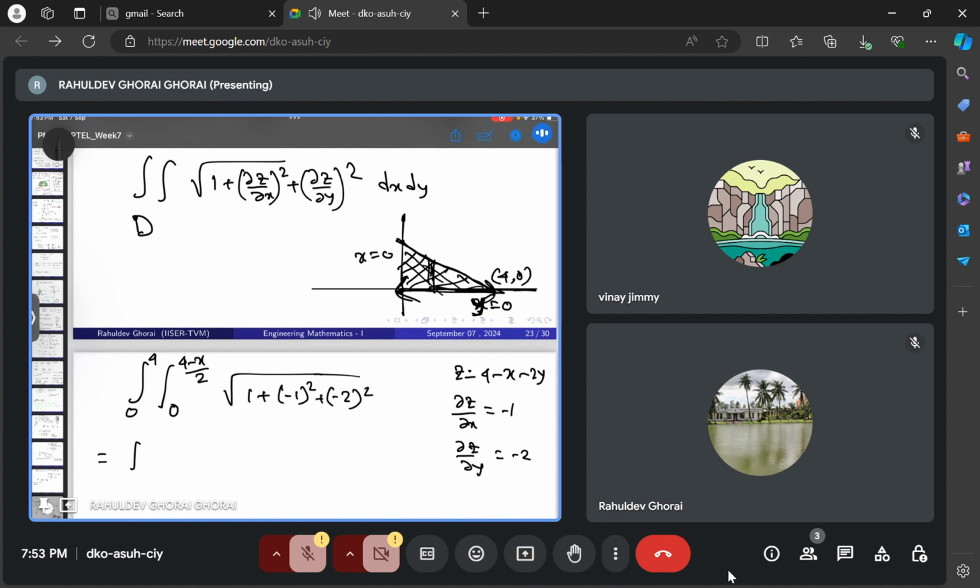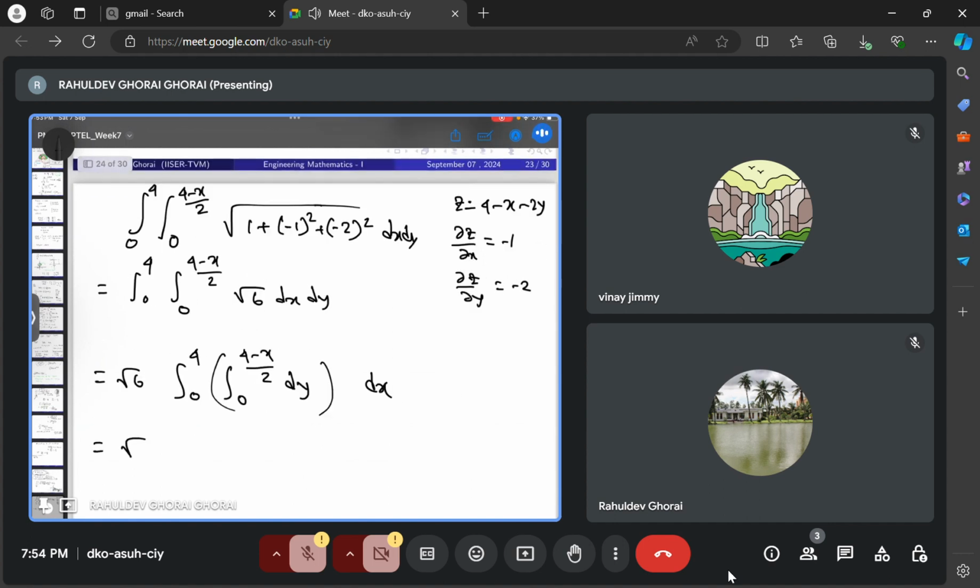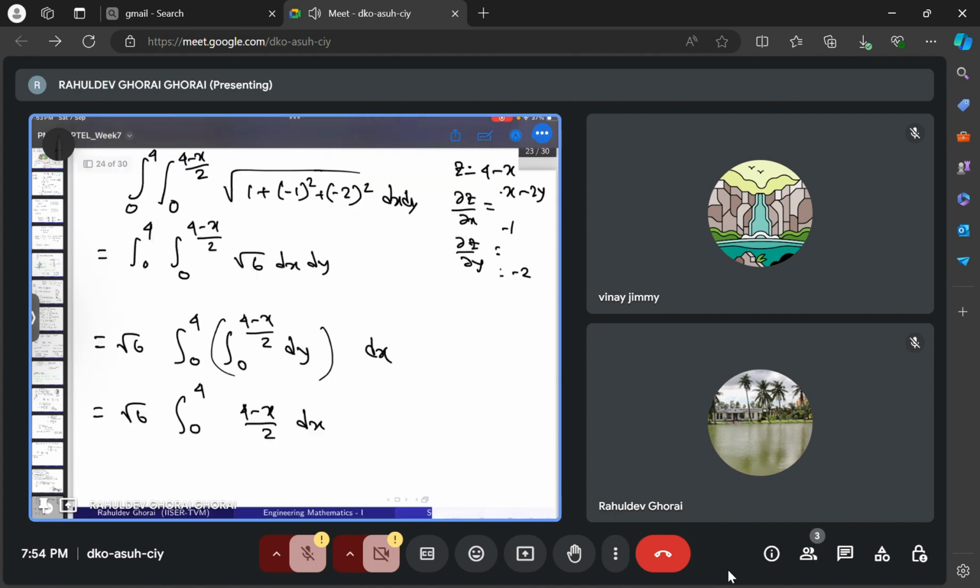What will be that? 0 to 4, 0 to 4 minus x over 2, this dx dy is there. So that will be square root of 6 times dx dy, right? And the square root of 6 will go out. This will be 0 to 4, 0 to 4 minus x by 2 dy times dx, because this is a dy integration, right? Because y is from 0 to 4 minus x by 2, 0 to 4 minus x by 2 dx.